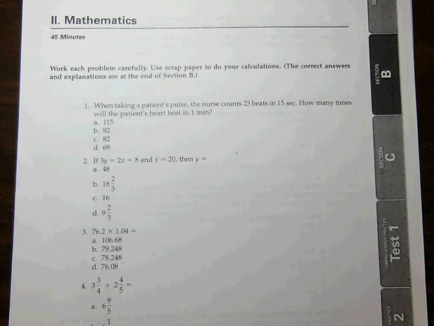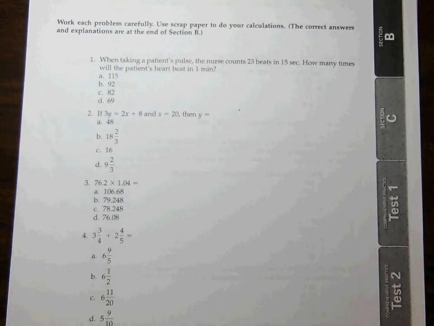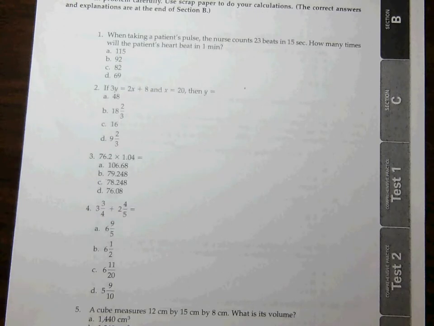Number 1, when taking a patient's pulse, the nurse counts 23 beats in 15 seconds. How many times will the patient's heart beat in 1 minute? Number 2, if 3y equals 2x plus 8 and x equals 20, then y equals. Number 3, 76.2 times 1.04. Number 4, 3 3/4 plus 2 4/5 equals.